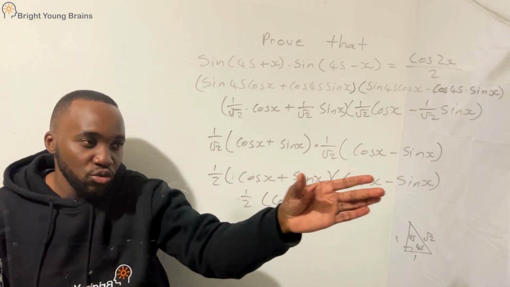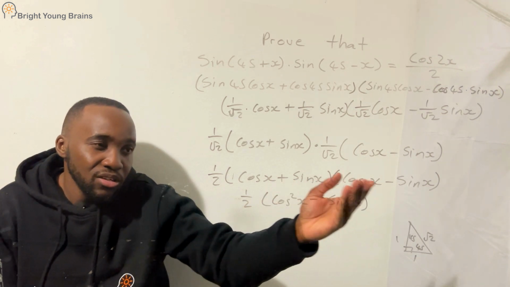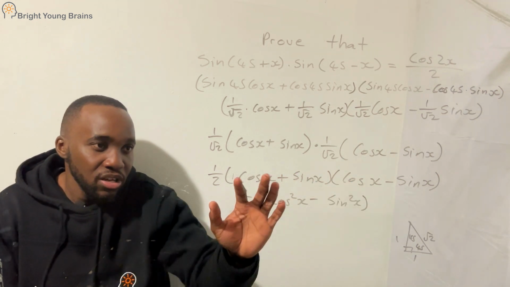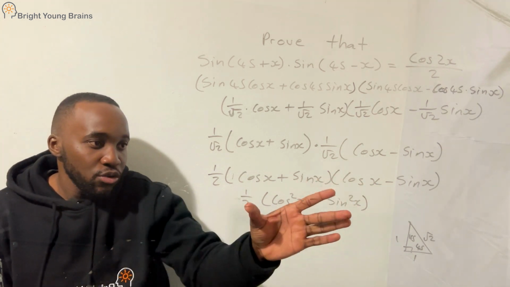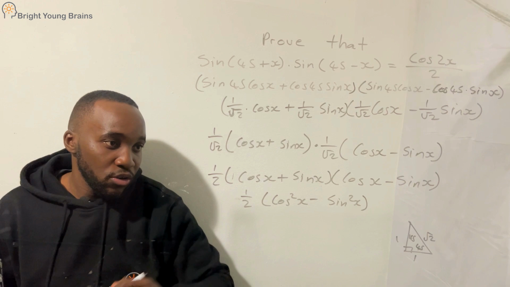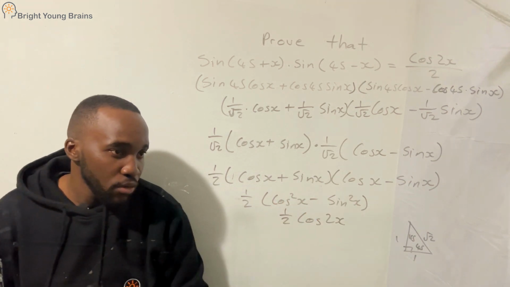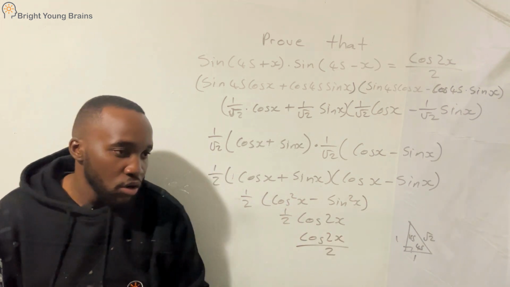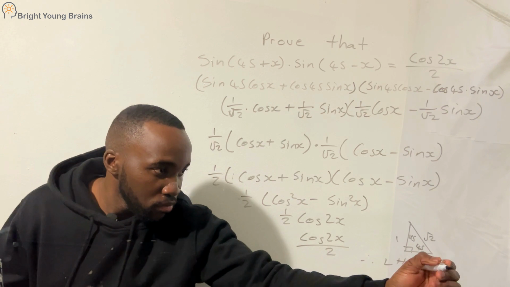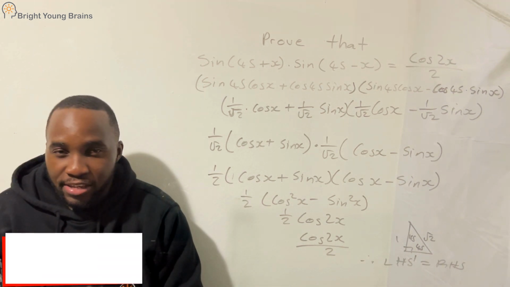you would still end up with what we have over there. But you do want to be able to spot the difference of two squares, you see, because these two brackets look identical. One has a plus, one has a minus, you see. This cos is there, this cos is there, this sine is there, this sine is there. Now you're one step closer to getting that, because this is clearly the double angle of cos. There we go. A half times cos 2x is literally just cos 2x over 2. Therefore, the left hand side is equal to the right hand side.